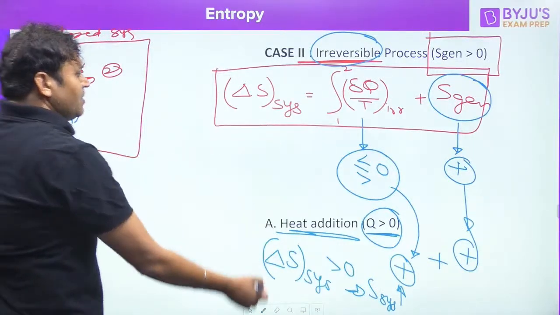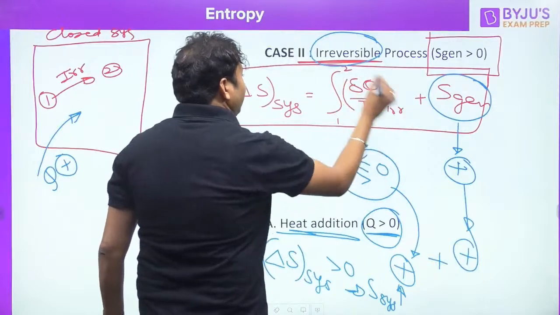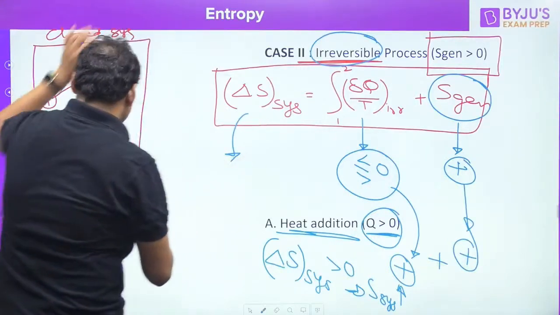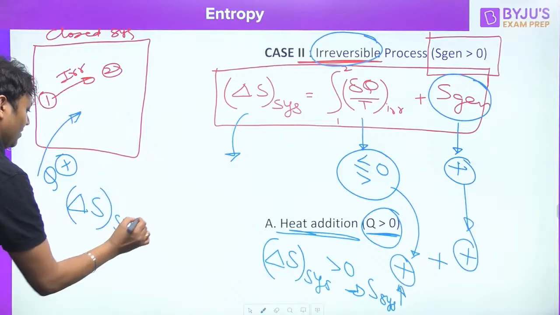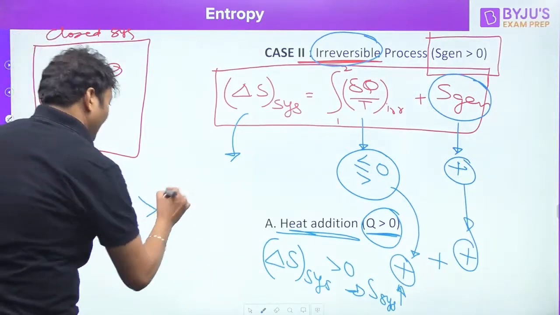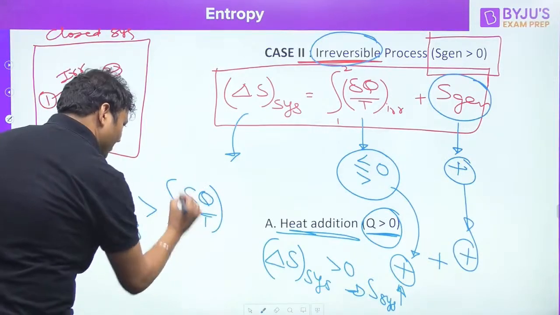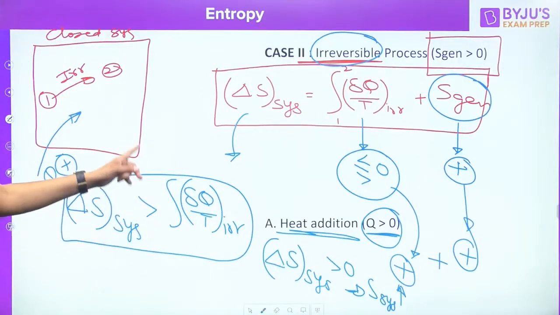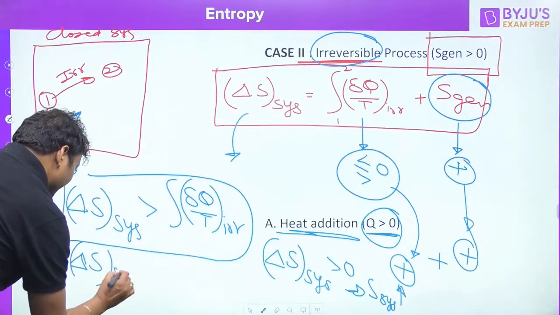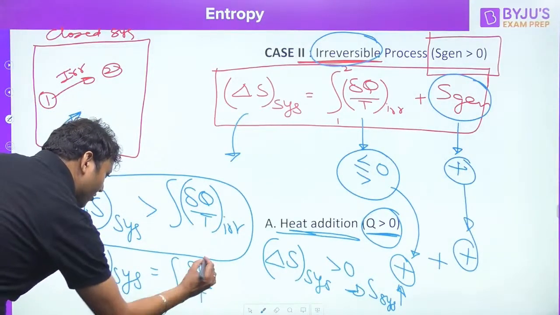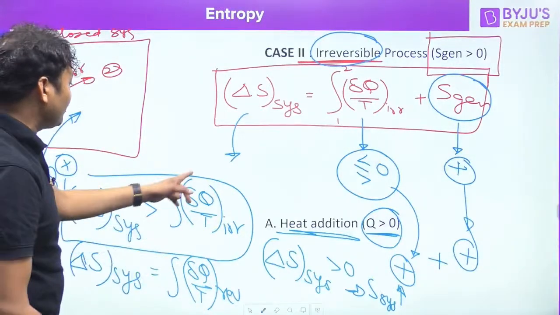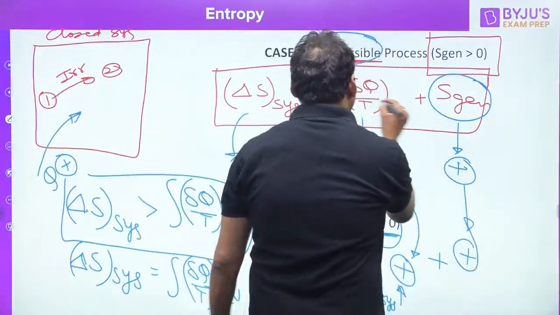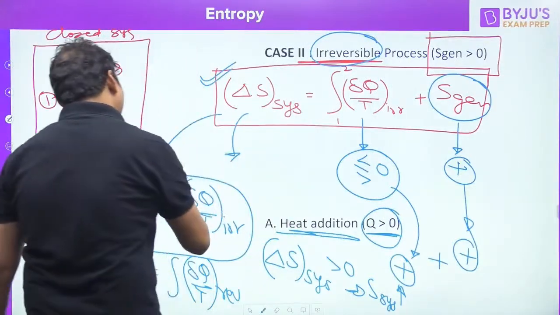From here we can write delta S, the change in entropy of the system, will be greater than the integration of del Q by T for the irreversible process. Delta S for a system is equal to the integration of del Q by T only for a reversible process. If it is an irreversible process and we calculate del Q by T, the change in entropy will be greater than del Q by T. From here we can write the inequality.